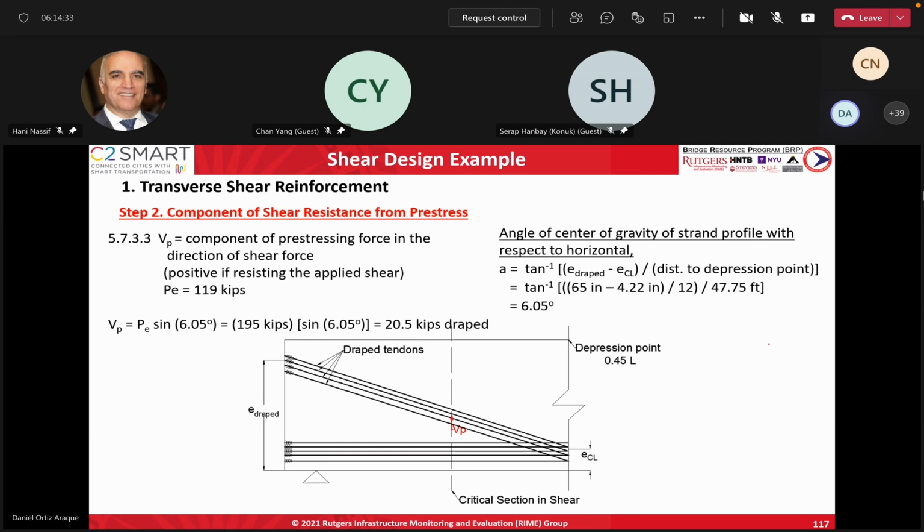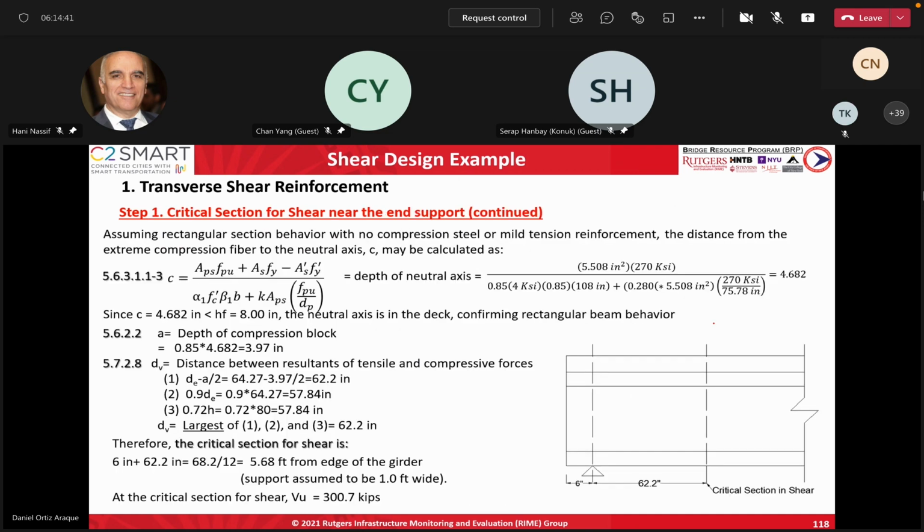So the second part for this step is to calculate the neutral axis. It was calculated before, but I just want to present it again. We have 4.68, and since 4.68 is less than 8, which is less than the thickness of the slab, we say that it has a rectangular behavior, so that's confirmed.